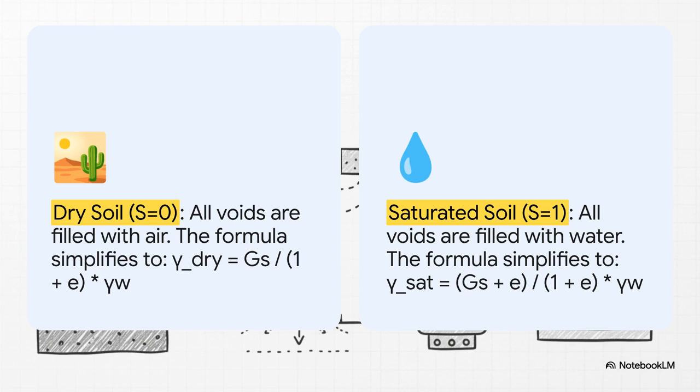So the S basically drops out. And again, the formula simplifies, but in a totally different way. Just by plugging in a 0 or a 1, we get these two incredibly useful special cases.